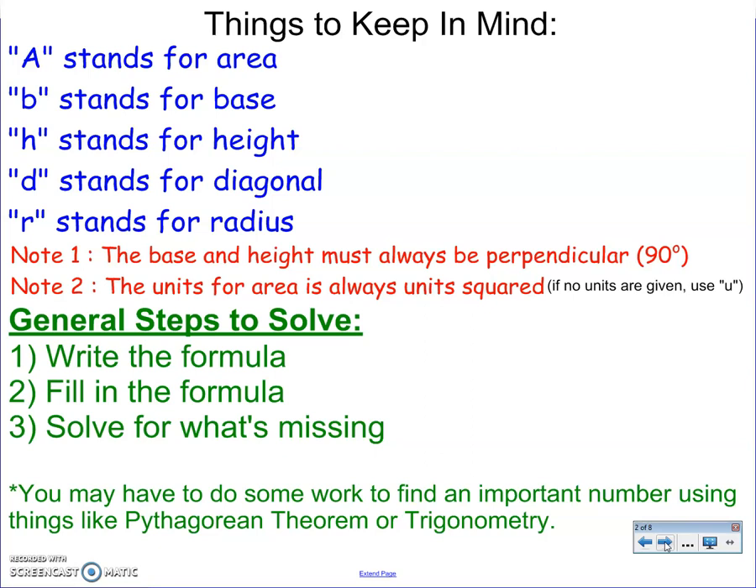The general steps to solve these problems are 1. Write the formula, 2. Fill in the formula, and 3. Solve for what's missing. When you solve, you might have to get rid of fractions or distribute or just simplify, combine terms, evaluate. Also, you may have to do some work to find some important numbers using things like Pythagorean theorem or trigonometry. And these problems are pretty simple. It's just a lot of formulas, so I'm going to try to do 2 problems of each type, one where I give you a picture and one where I do a word problem.